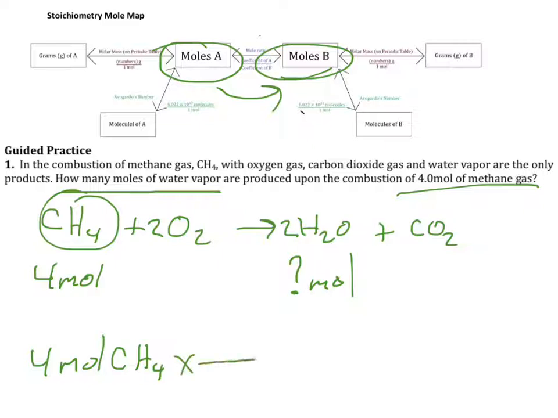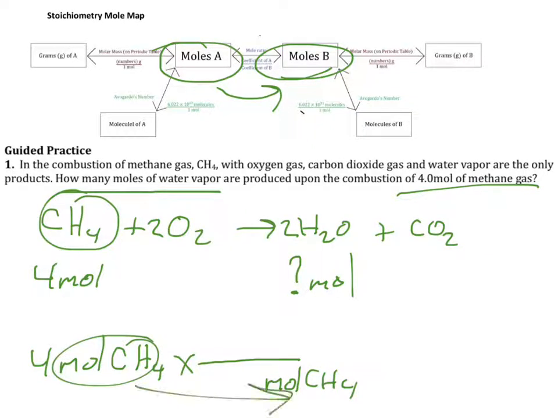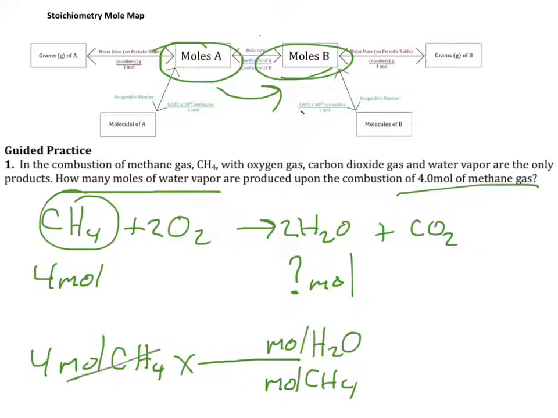And so what we're going to do is set up a conversion, and we're going to put moles of methane on the bottom, because again, whatever is here will always go on the bottom. And we're going to go from moles of A to moles of B, which is moles of methane to moles of water. So notice how these moles of methane cancel out.